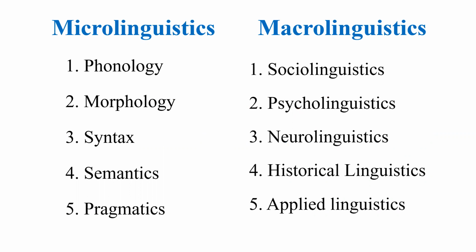In linguistics, we have two major branches, two sections: microlinguistics and macrolinguistics. Under microlinguistics, we have the core. So when we say microlinguistics, it refers to the core branches of linguistics: phonology, morphology, syntax, semantics, and pragmatics. On the other hand, we say macrolinguistics. We have sociolinguistics, psycholinguistics, neurolinguistics, historical linguistics, applied linguistics, and there are also other branches. But today we restrict ourselves to these five, and on the other side we have five.